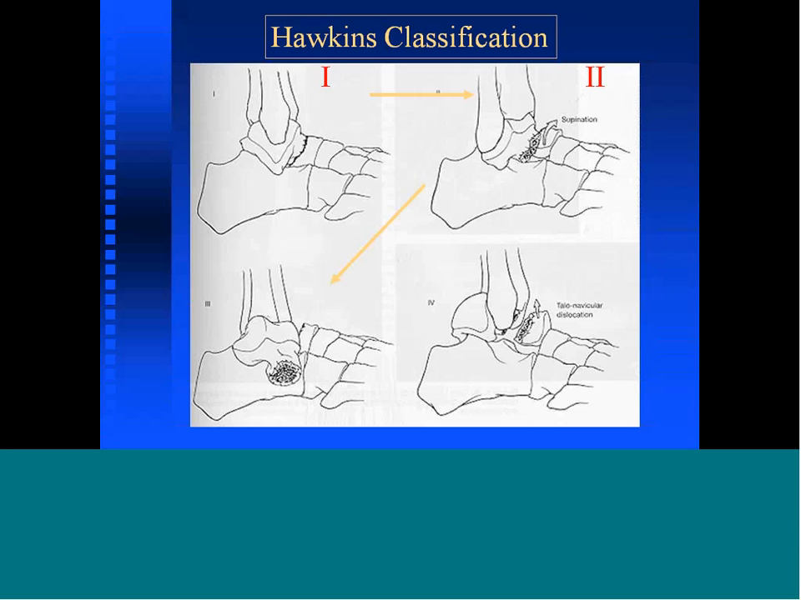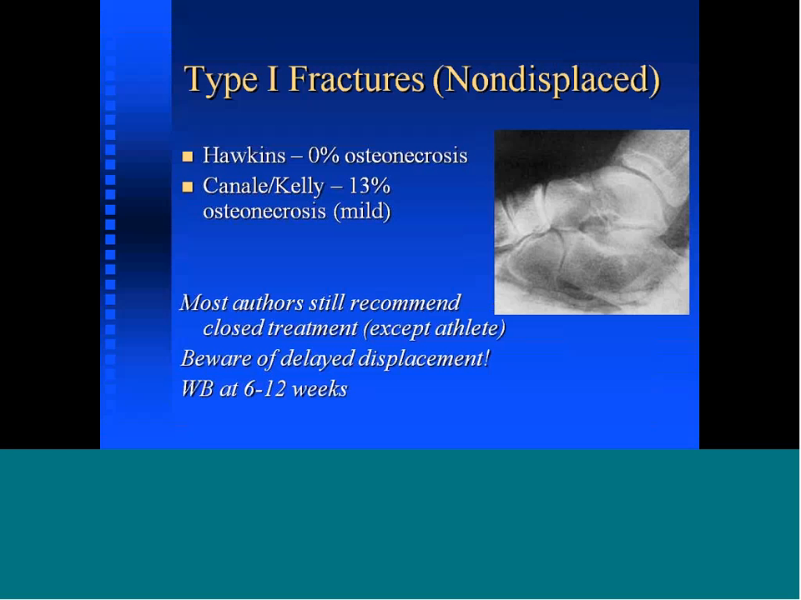And then type 3 in the bottom left, you'll see there with the further displacement of the talar body, and then the type 4 with the subluxation or dislocation of the talar navicular joint.